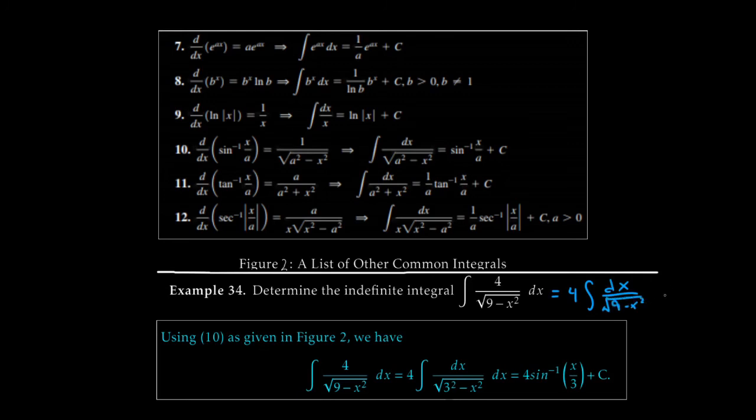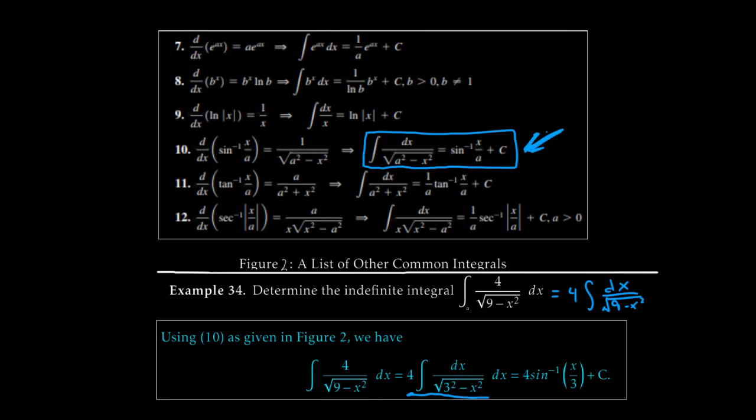I can see pretty easily that what I have is an integral with dx on top and the square root of something minus x squared on the bottom. So I look up here and I see, hey, number 10, that's got a dx in the top, and a square root of something minus x squared on the bottom. Cool. This is going to be easy. So we just check out 10 in figure 2 right here, and we get our answer. Just noticing that 9 is 3 squared, it's exactly in this form already.